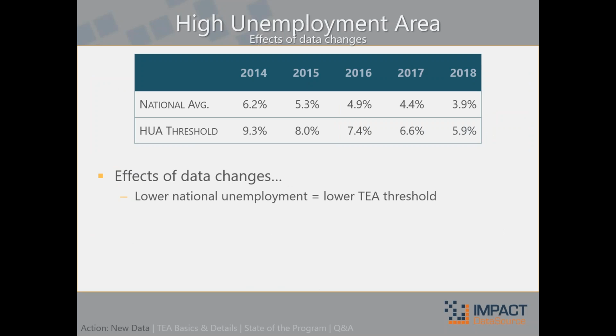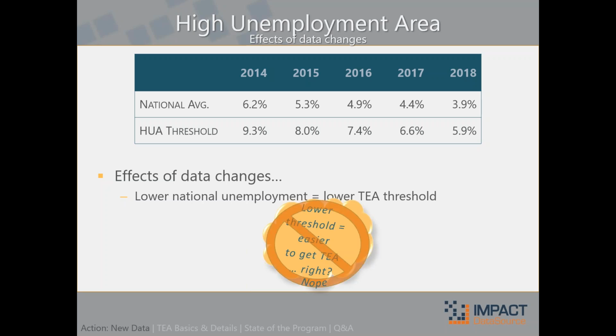Again, this quickly goes over how the unemployment rates have changed from year to year. We've been on an unemployment rate decline for a while now, so the threshold keeps getting lower and lower. We always get the question every year: does this lower threshold mean it should be easier for us to make a TEA, right?